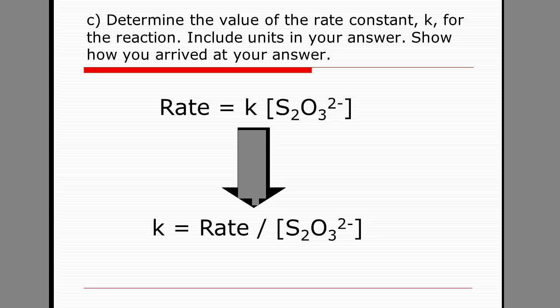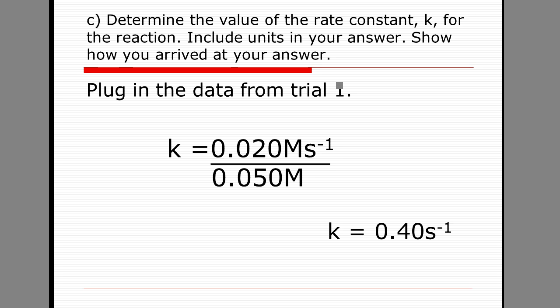Question C asks you to determine the value of the rate constant, K, for the reaction. Include your units in your answer. Show how you arrived at your answer. Well, using the fact that M was 1 for the order of thiosulfate, we came up with a rate equation of rate equals K times the concentration of thiosulfate. So, if you divide both sides by the concentration of thiosulfate, you get K equals the rate divided by the concentration of thiosulfate. When you plug in the data from trial 1, you get K equals 0.02 over 0.05. If you notice, the units for this is molarity over seconds divided by molarity. So you are left with K equals 0.04 seconds to the negative 1. Don't forget that you have to have sig figs of 2.